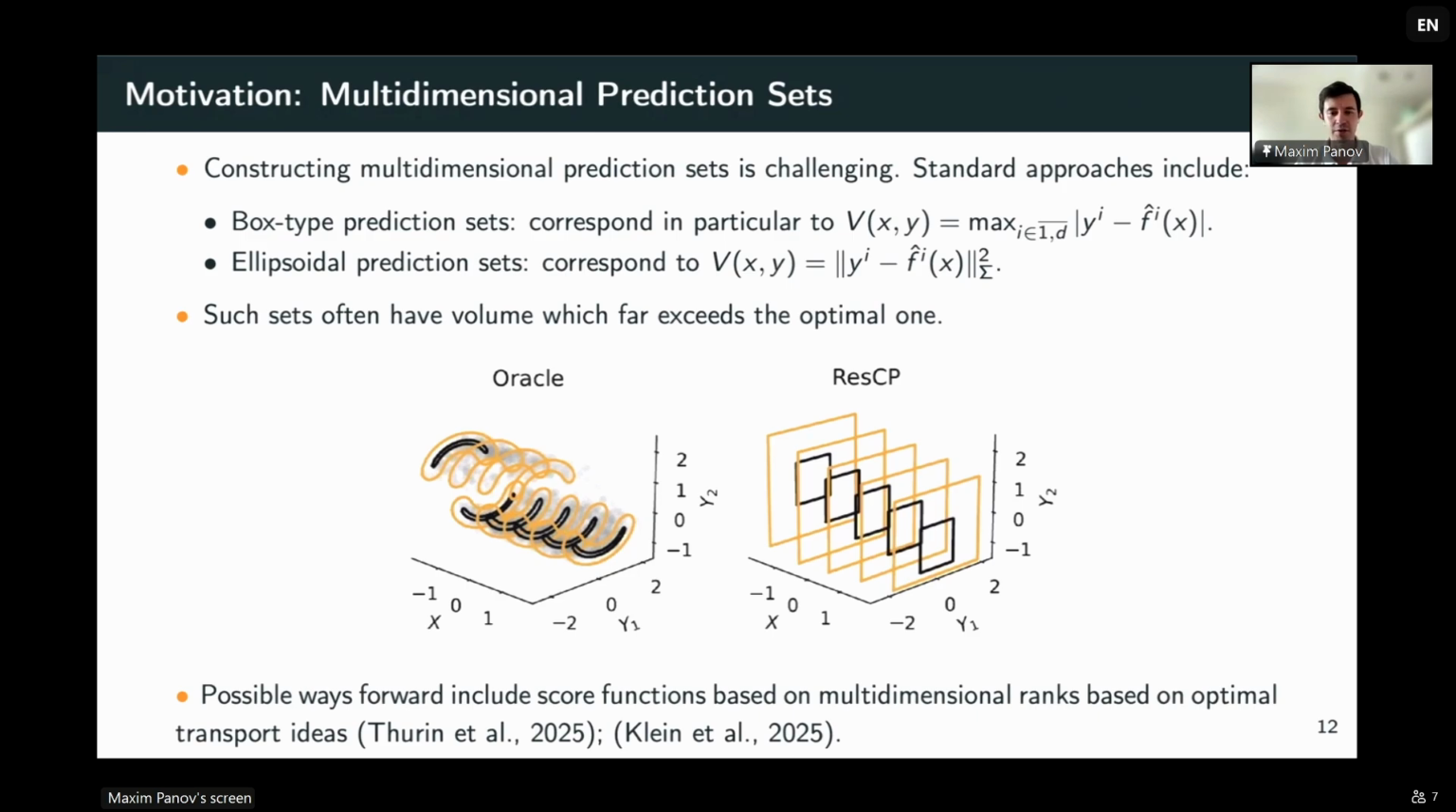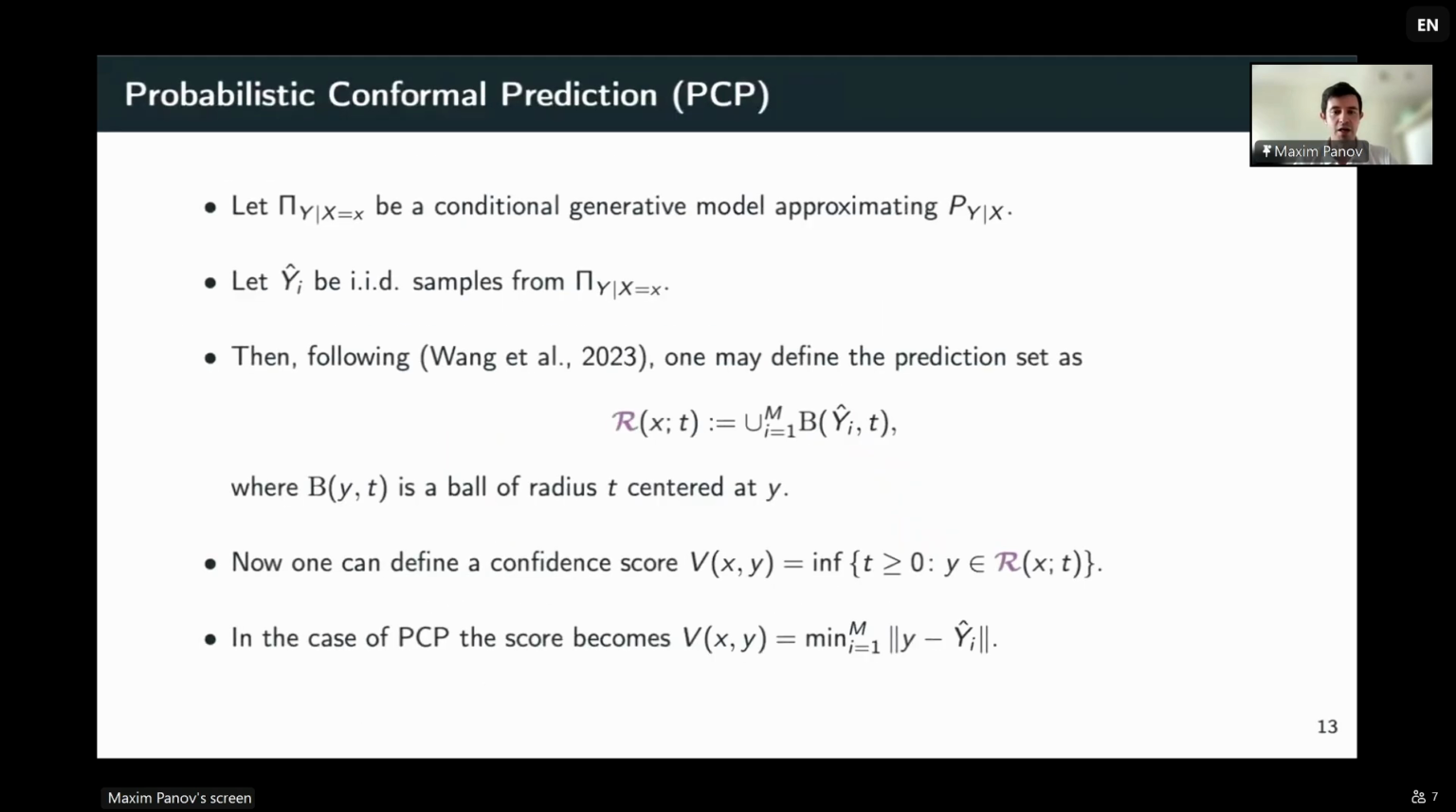However, in this talk, we will look at a little bit different ideas. Okay, that was an introduction. Now we will come closer to what we were actually doing in this work. As I said, conditional coverage is our goal, but it's impossible to achieve without imposing some additional assumption on the data distribution.